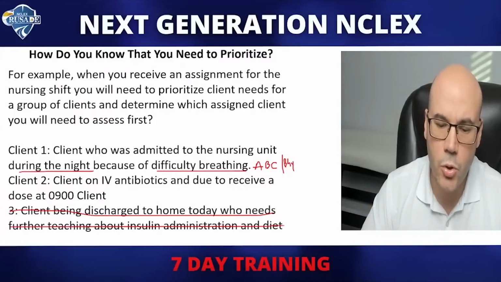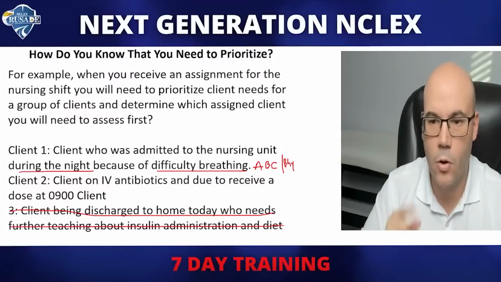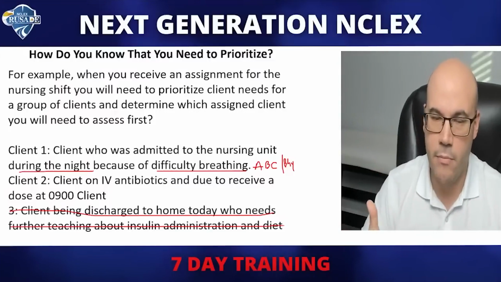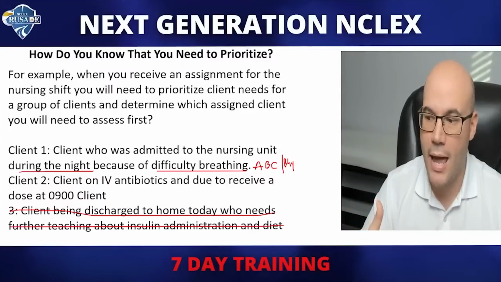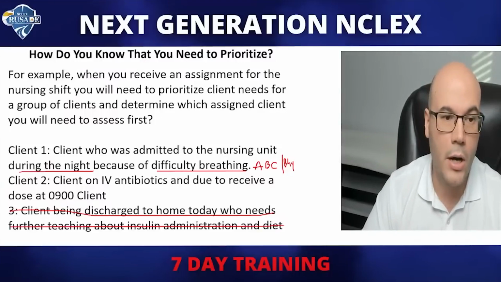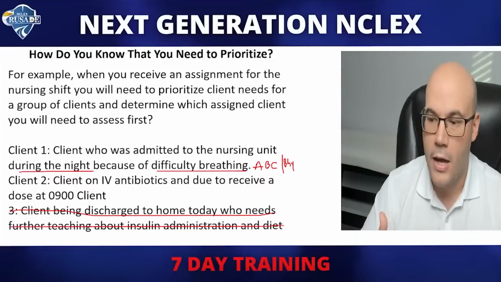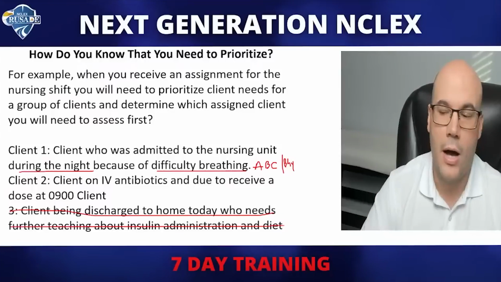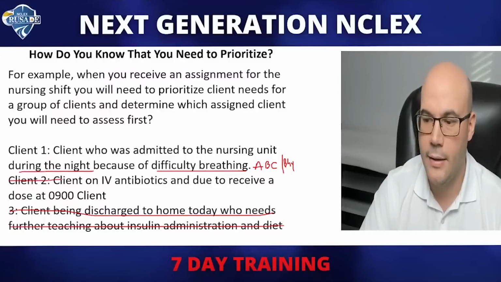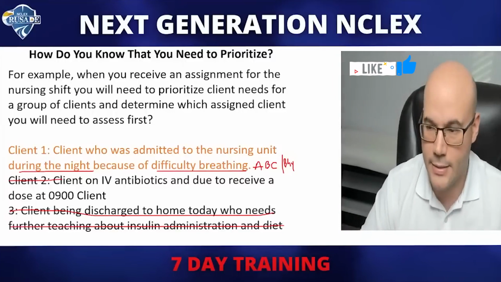Now, out of these two clients, who has the priority? Well, let's think about this. Although a medication is due, we know that we have a time frame between 30 minutes to 1 hour to administer a medication post-scheduled time. And at the same time, client number 1 has an ABC physiological problem. So therefore, if I have to decide between client 1 and 2, I can pick client 1 because of Maslow's hierarchy of needs. I will eliminate client 2. The correct answer would be client 1. So this is how we prioritize.